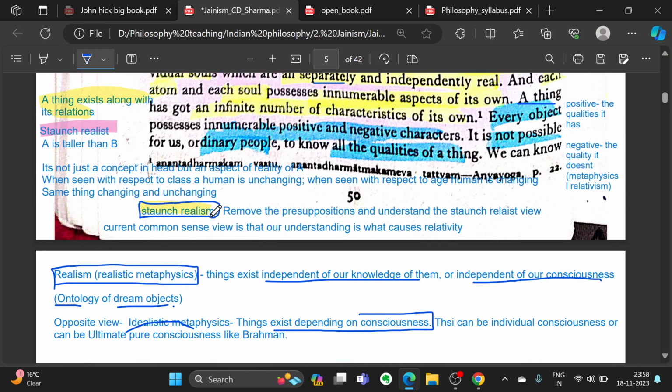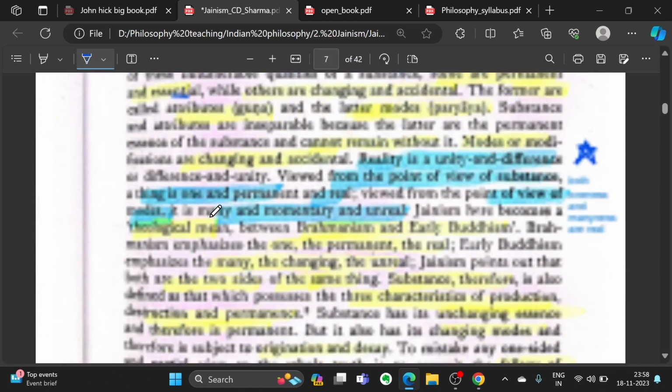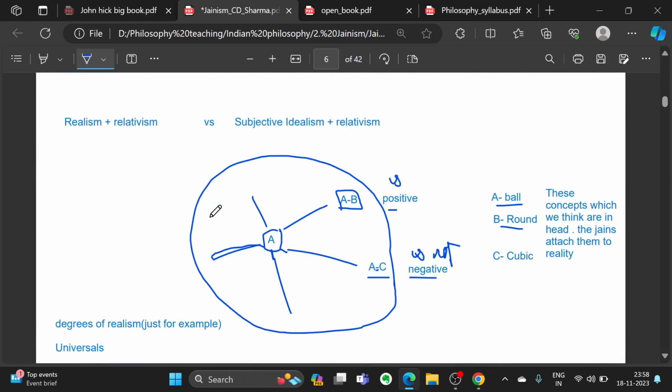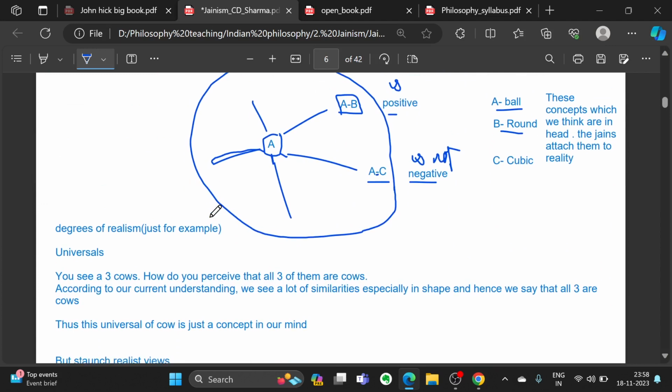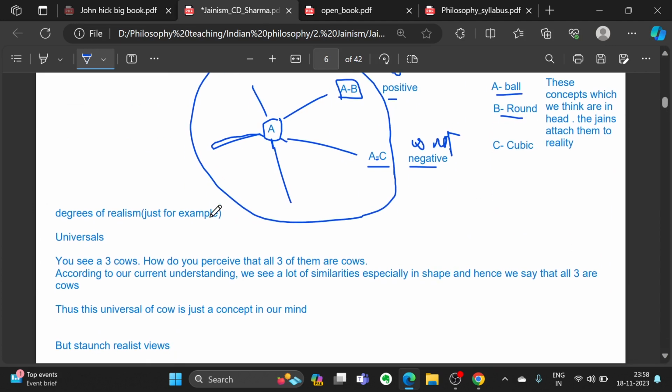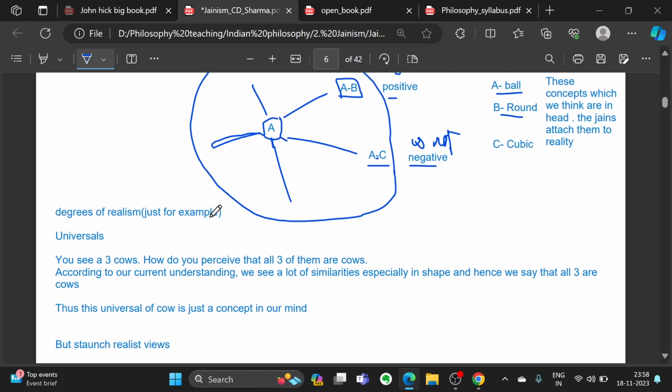So I use this term staunch realism to differentiate the normal realism that we have in our common sense understanding from the kind of realism that Indian schools of philosophy like Jainism, Nyay, Vaisheshik, and Mimamsa follow. Right? So what is our common sense view of realism? For this, we will take the help of two examples, one technical example and one common sense example.